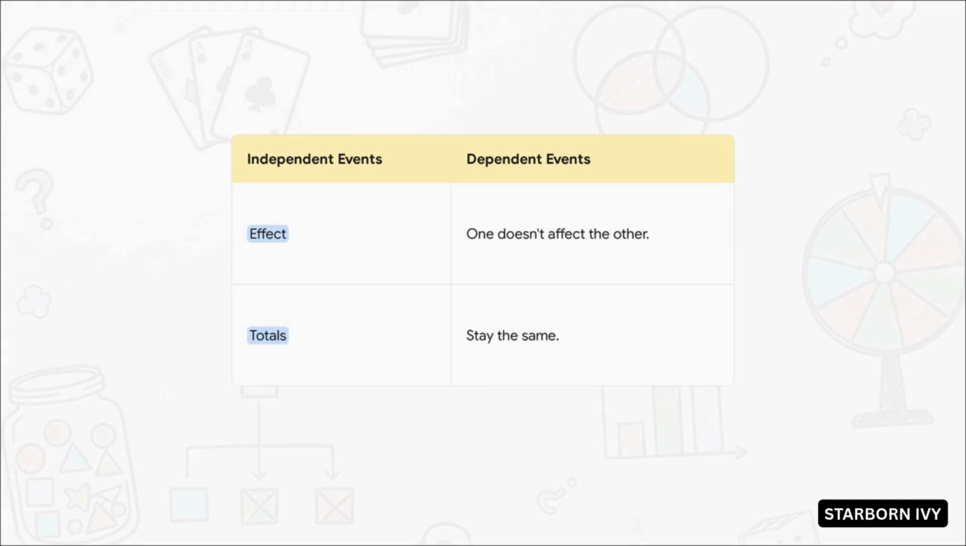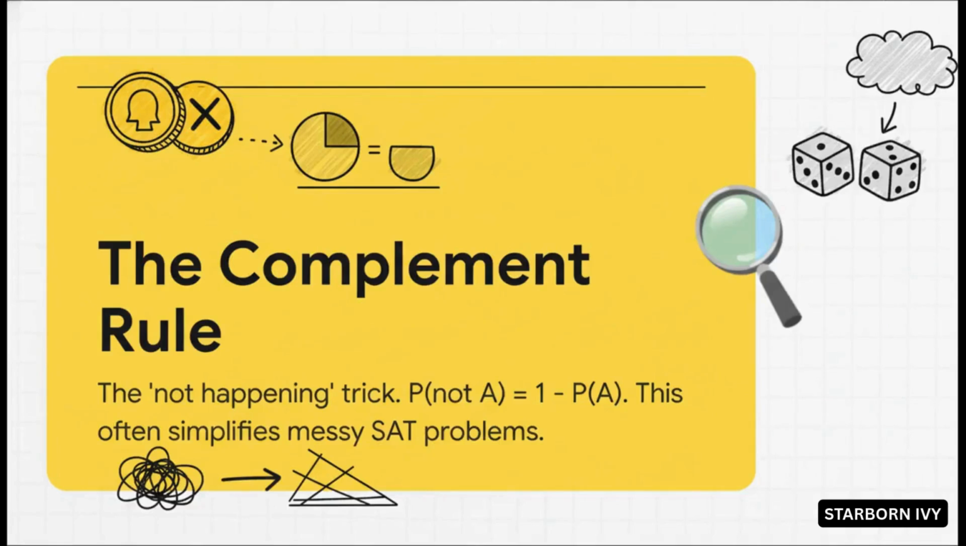Independent events, your total number of possibilities never ever changes. But with dependent events, like drawing cards from a deck and not putting them back, your pool of options gets smaller with every single draw. That's the crucial difference. Now here is a fantastic little shortcut the SAT absolutely loves to use, the complement rule.